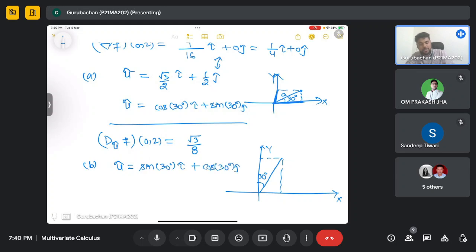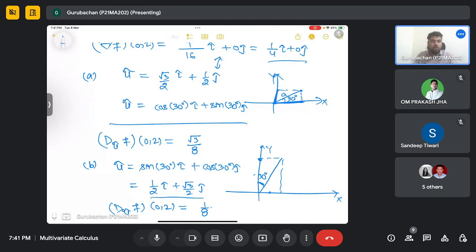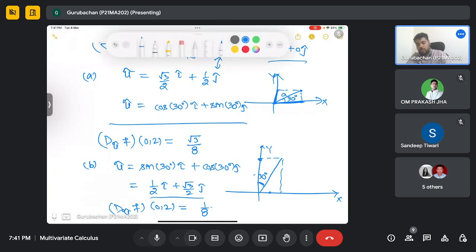I hope everybody has remembered that the angle of inclination is the angle it makes from this. So this will be cos type and this will be sine type. So this will give us 1 by 2 i cap plus root 3 by 2 j cap, which will imply our directional derivative this time at 0, 2 is 1 by 8. That is 1 by 4 i cap into this, and 1 by 4 into 1 by 2 is 1 by 8. I hope this is clear.